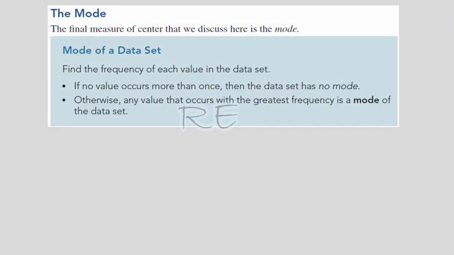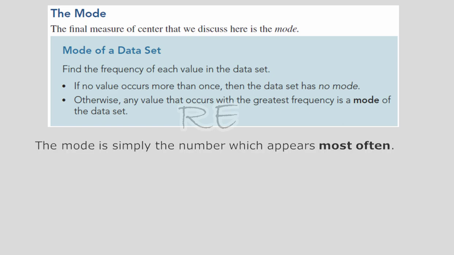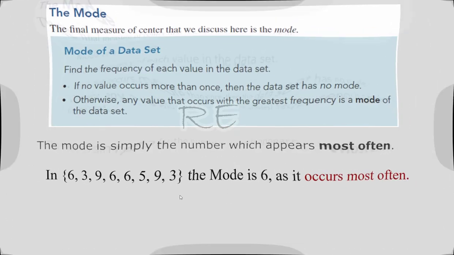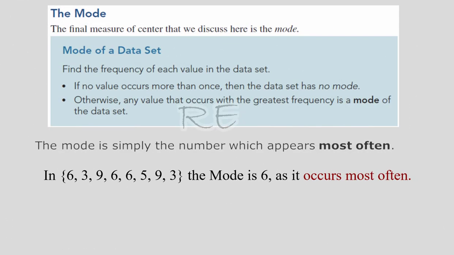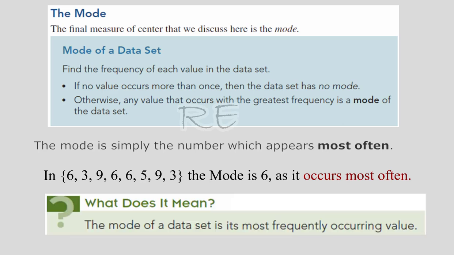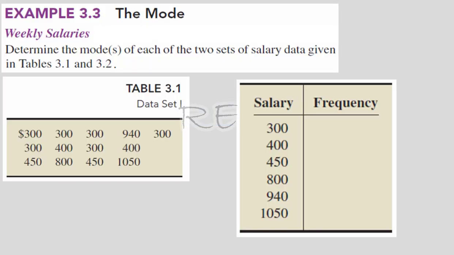The final measure of the center that we're going to discuss is the mode. To find the mode, we must find the frequency of each value in the data set, and the mode is simply the number which appears the most. In the following data, the mode is 6 because 6 happened 3 times. If no value occurs more than once, the data has no mode.